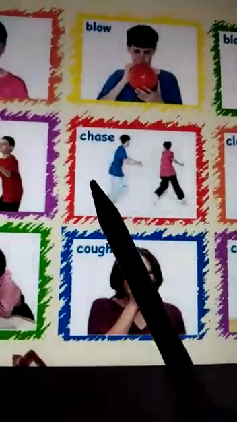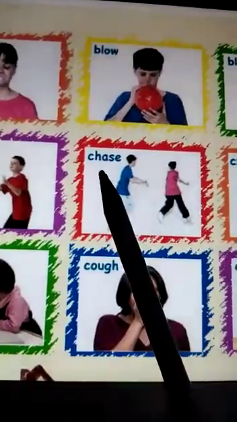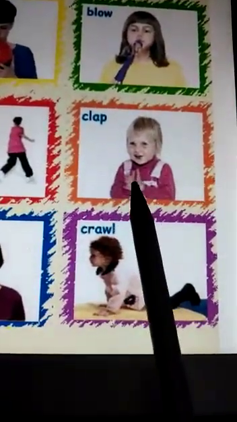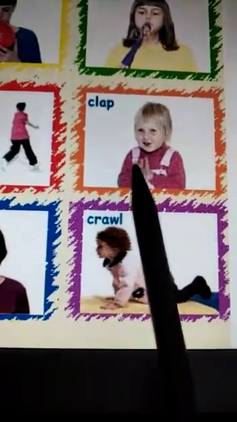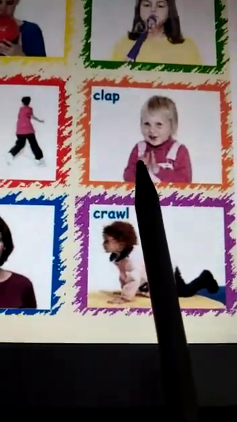Chasing. 2 boys are running and one is chasing other. एक दूसरे को पकड़ रहे हैं, एक दूसरे के पीछे भाग रहे हैं. This is called chasing, and this action word is called verb. Clap. The little girl is clapping and performing some activity with her hands. So this is called clapping.